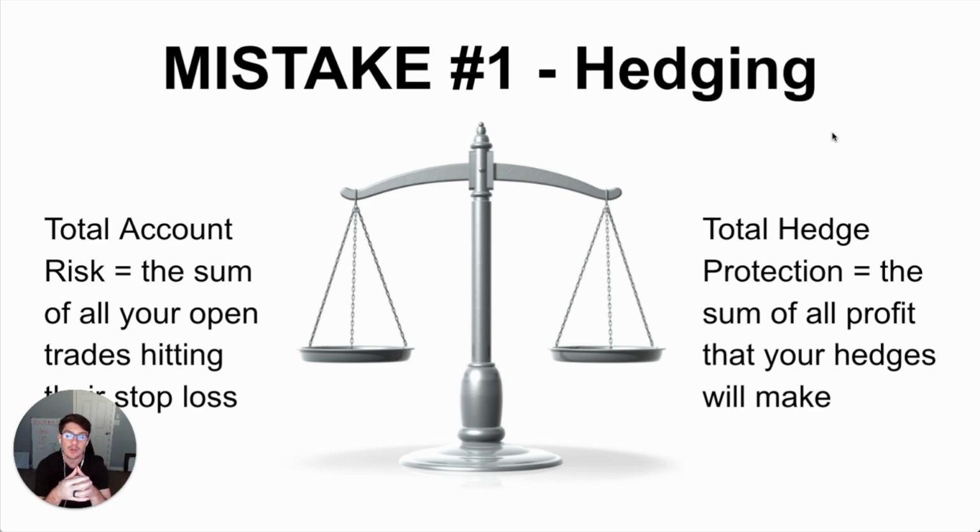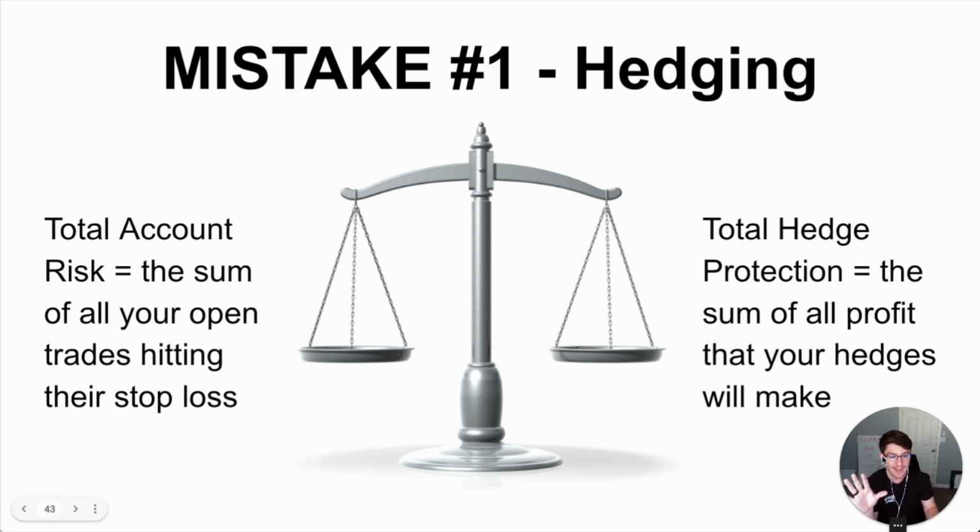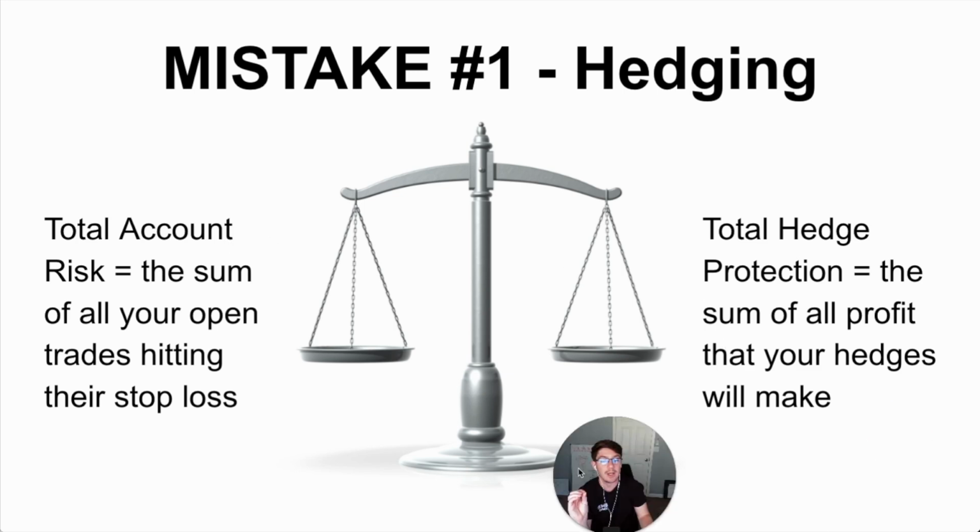And so now 112s are amazing because they can be turned into hedges, but we want to make sure that the number of hedges we have on is equivalent to the amount of risk that we have in the account. What is account risk? Account risk is the sum of all your open trades hitting their stop loss. Let's say you have 5 trades, and if each trade hits your stop loss, that's let's just say a $5,000 loss. So $5,000 loss times 5 trades, that's a $25,000 loss you'll take if they hit your stop loss. So that's what my account risk is, $25,000.